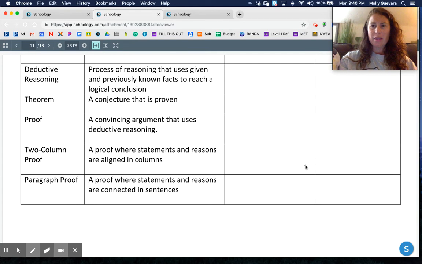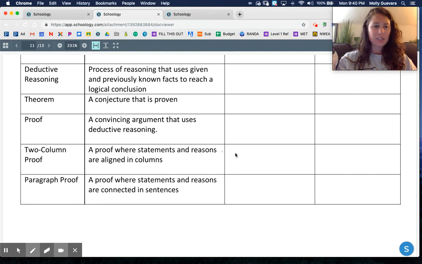So what we mean by that is we take statements that we know are true, right? So we can find other statements in whatever particular problem we're trying to prove, and those statements will help us actually prove whatever it is that we're overall trying to prove. So convincing argument that uses deductive reasoning. So these are going to have a lot of statements to them and a lot of different pieces.